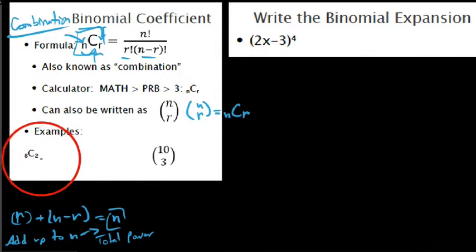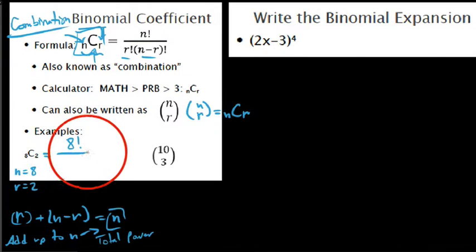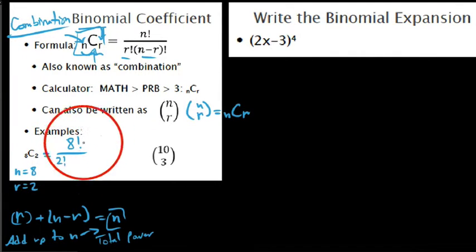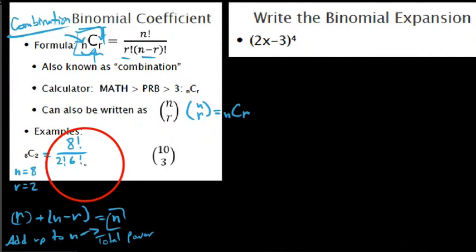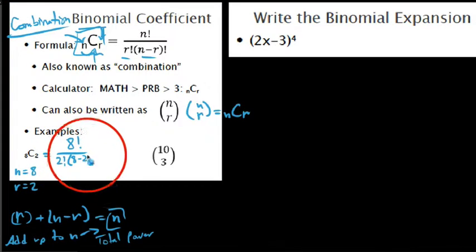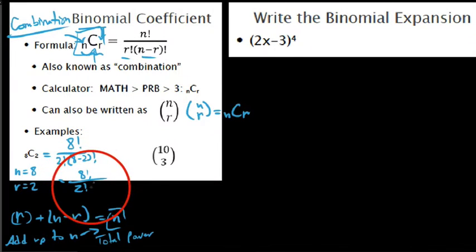With respect to this, let's take a look at a couple of examples, then we'll look at it in the calculator, and then we'll expand this binomial. In this first instance, n is equal to 8 and r is equal to 2. So we get 8 factorial over r factorial, so 2 factorial. The nice thing is that this other number adds up with the first number to be the top number, the 8, so I know I'm going to get 6 factorial here. If I'm showing my work, it's really 8 minus 2 factorial. Basically, we get 8 factorial over 2 factorial times 6 factorial.